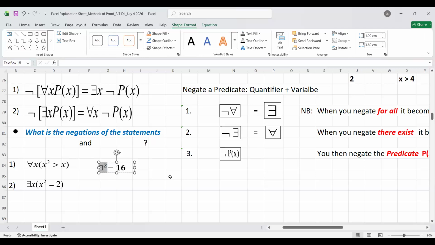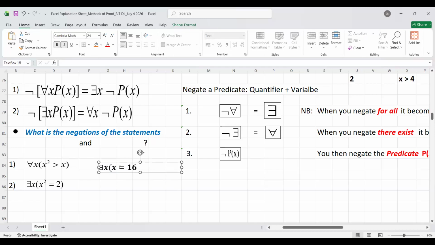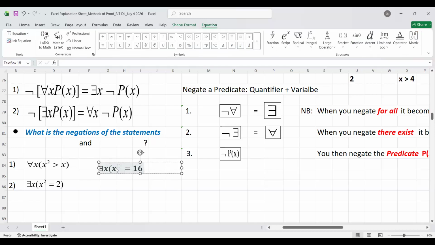So that should be x squared. This equation editor is giving me a problem. There exists an x such that, in brackets, x squared is less than or equal to x. And that will be your answer. So the negation of greater than is not only less than, it's less than or equal to. Okay, what about the second one?